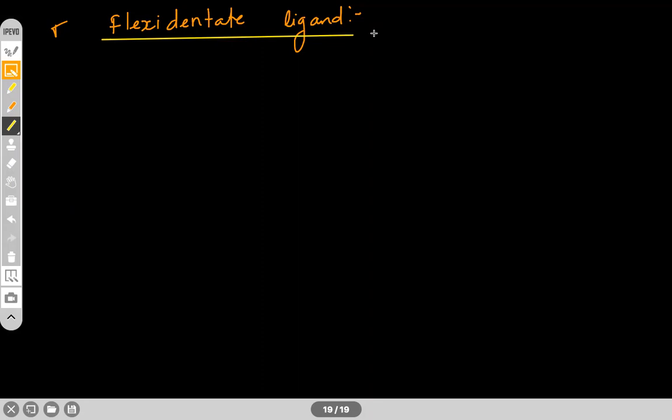Hello, am I audible? Yes, sir. So what did you write? A polydentate ligand is found to have different denticity in different compounds, and hence they are called flexidentate ligands. Their denticity is flexible depending upon the metal oxidation number, structures and other things, and what other ligands are present. I'll show you some examples here.